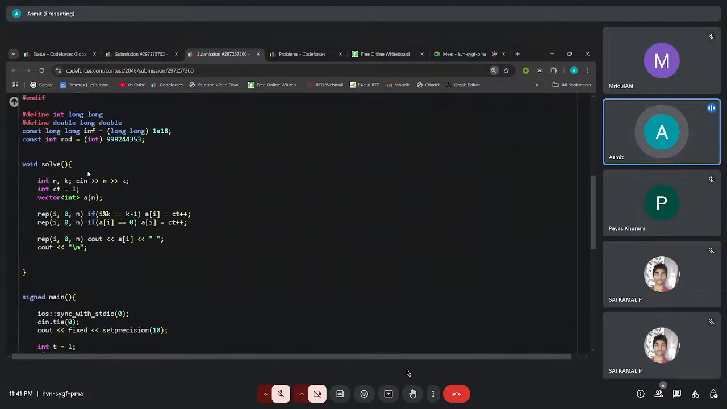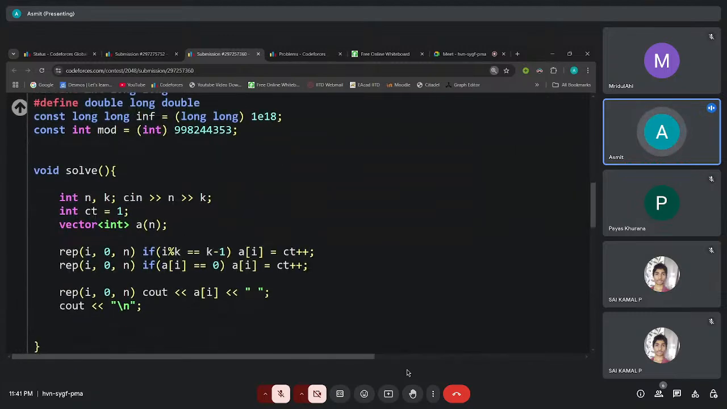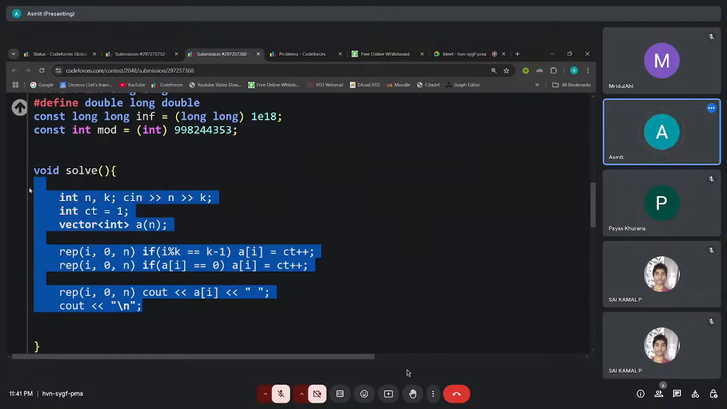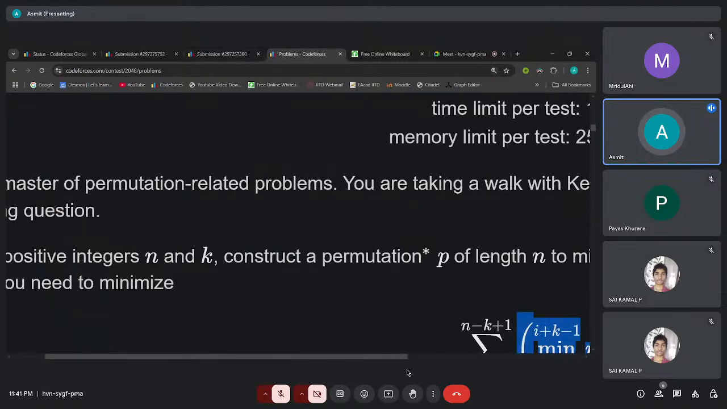This is the implementation of this problem. We initialize our variable to 1, and we iterate through the array. If the index modulo k is k minus 1, we are checking k minus 1 because we are zero indexing the array, we just increment the value of our variable. After this, the rest of the values do not matter. We can fill randomly, and then we output the values. So this was problem B.